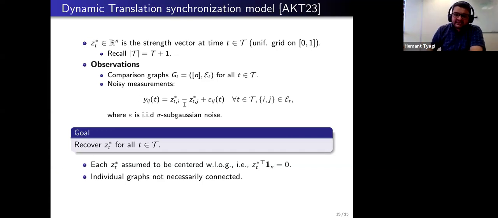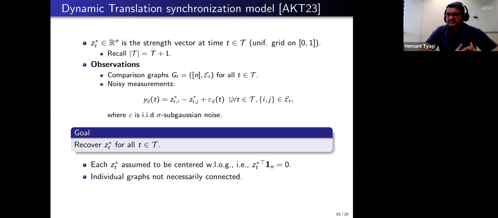And at each grid point, we are given this pairwise information: Z_t star i minus Z_t star j corrupted with some centered noise. So something simple. And the goal is to estimate the Z_t stars over all the grid points. I'm just going to focus on the grid recovery here, so just focus on the discrete recovery problem for the discrete set of points.